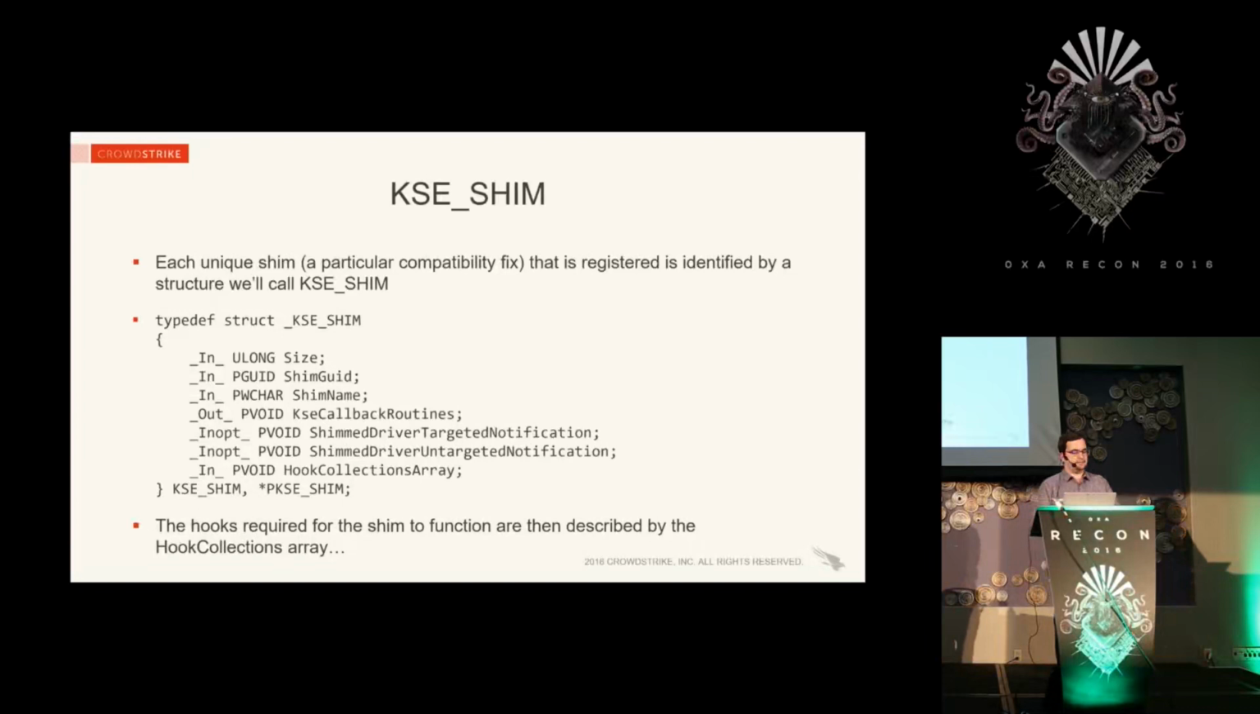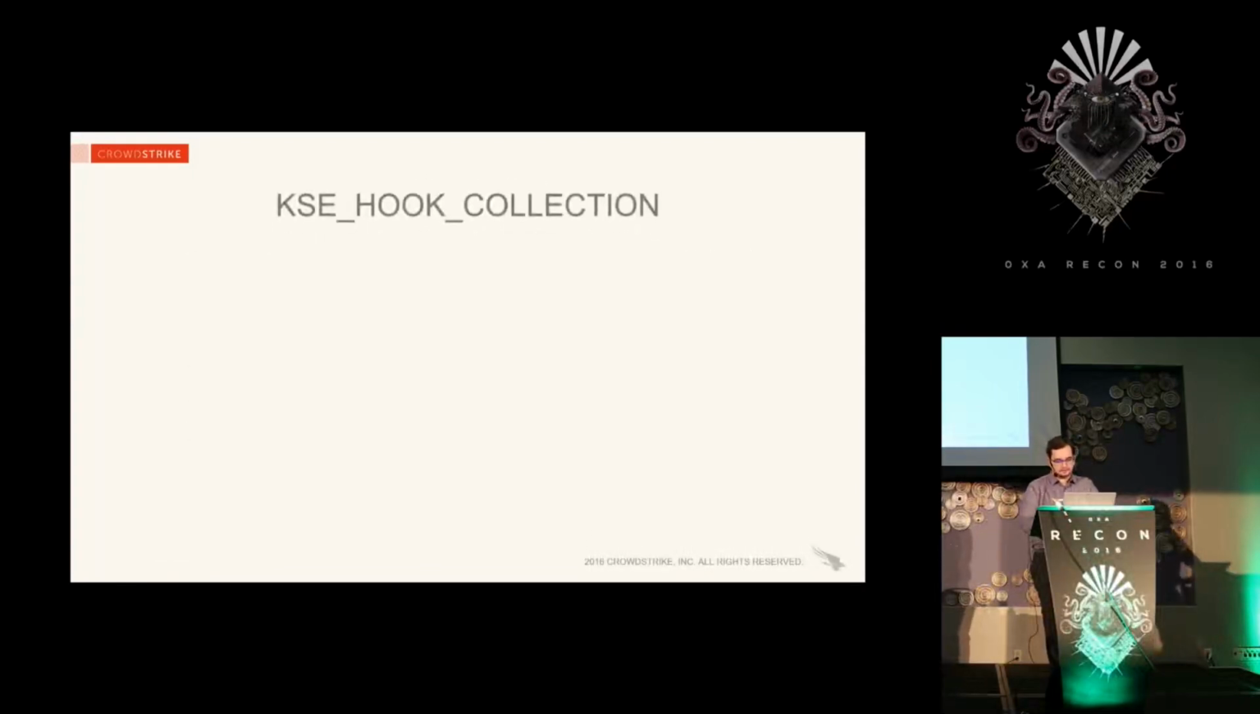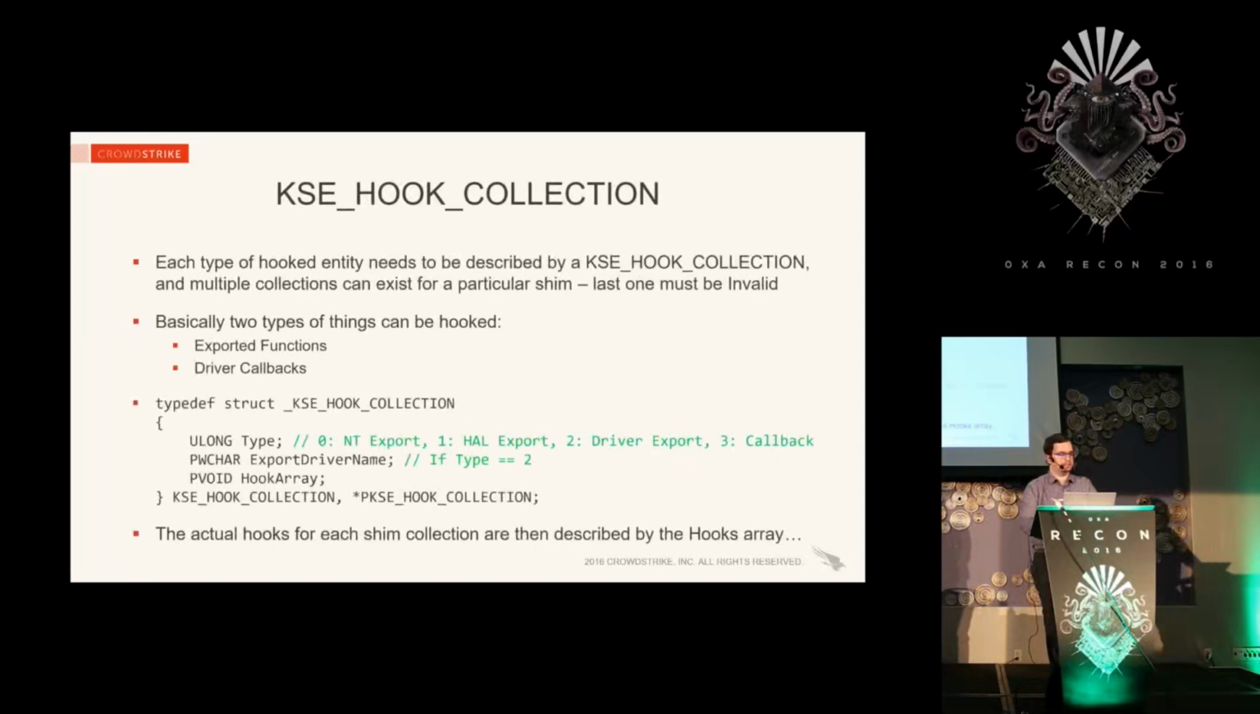And then you pass in an array of hook collections. What's a hook collection? Well, a hook collection is basically a type of hooked entity. And there's 2 entities you can hook, functions or driver callbacks. And functions can either come from NT, they can come from the HAL, or they can come from an arbitrary driver. So 0, 1, and 2 are used for function hooks.